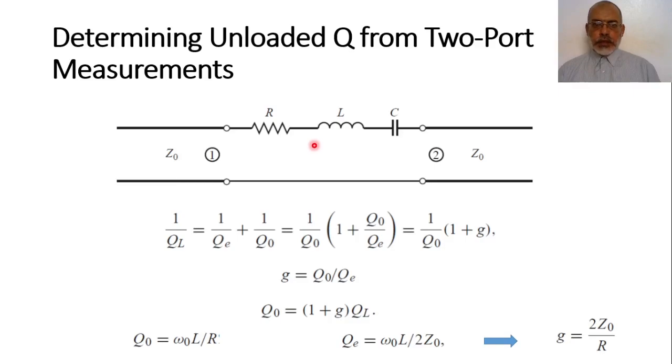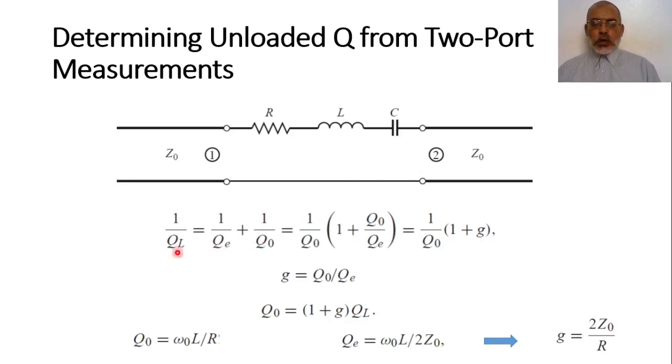So in this case, the unloaded quality factor is Q naught equals omega naught L over R, where L is the inductance inside the series resonant circuit and R is the internal resistance inside the series resonant circuit. On the other hand, the external quality factor QE in this case would be omega naught L over the real impedance connected to the series resonant circuit, which is 2Z0 in our case. So this is the external quality factor in the case of two-port measurement.